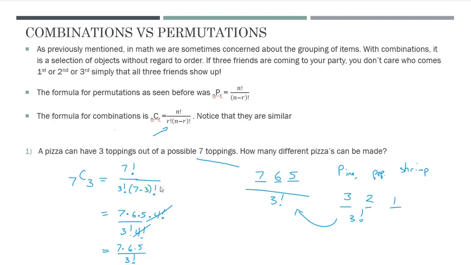Hey, that's the same thing we got here. So I'll just throw that in a calculator and I will get 35. So we got 35 different pizzas we could make out of 7 toppings.